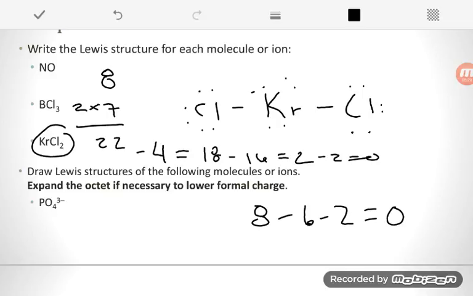And because he's below the 3rd row of the periodic table, he's allowed to do that. So if you end up with extra electrons at the end, you just got to throw them on. They got to go somewhere, so just put them on the central atom.